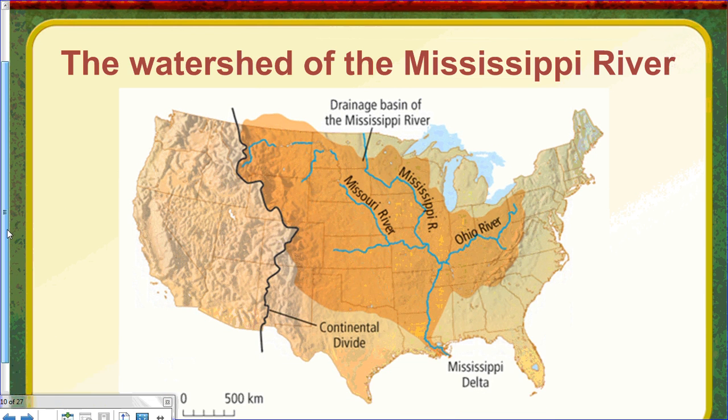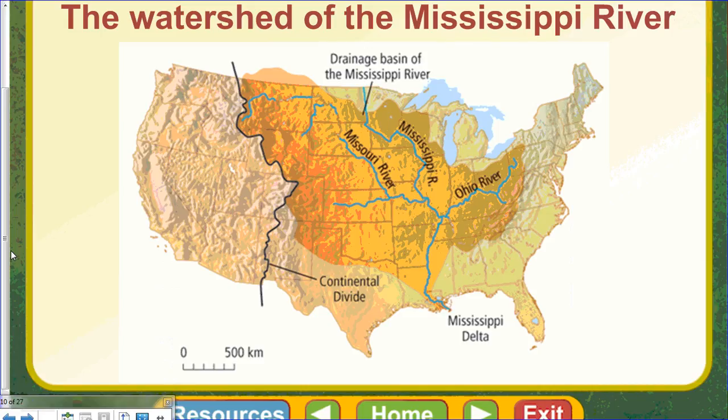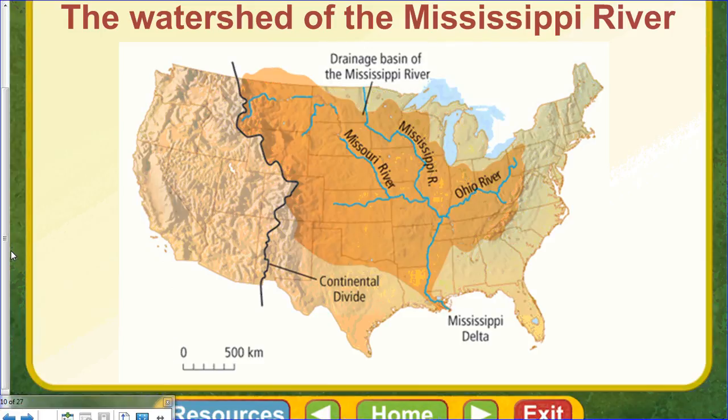This is the Mississippi River watershed. It's about 2/3 of the United States that drains into the Mississippi River. It's a huge area that's going down into that river, which is one reason why it's so big, especially as you get down here below the Ohio River. The Ohio River and the Missouri River are both big rivers in their own right.